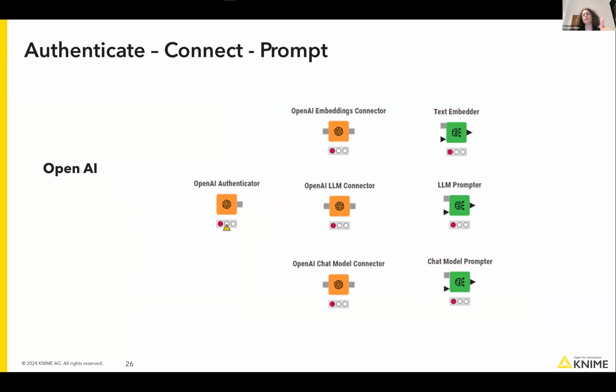This is, of course, for any AI provider. OpenAI is one of them. We have the authenticators, a bunch of connectors to different language models, and a bunch of prompters to query the different language models. The same holds for Hugging Face and Azure OpenAI. And if you want to use one of the latest language models for which we don't have pre-packaged nodes yet, you can still do it by using the REST extension, using the GET request and POST request nodes, and querying via Ollama, via the Ollama package.